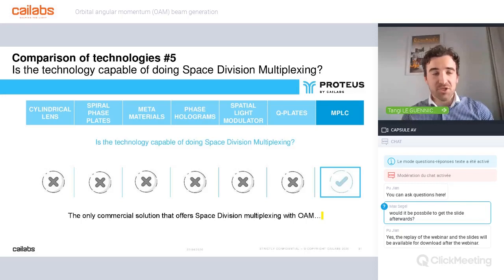And the final question: is the technology capable of space division multiplexing? So what is this first? Space division multiplexing is a technology that permits improving the bandwidth of telecommunication networks. By using several shapes of light simultaneously, in a multimode fiber or in free space, the input beams are made collinear and they become independent channels of information. And today, Proteus is the only commercial solution that offers space division multiplexing with OAM.